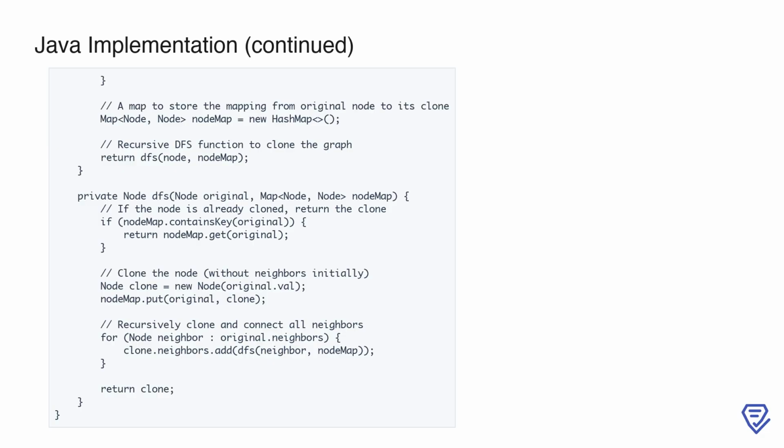The actual cloning is achieved using a recursive depth-first search method named DFS. The DFS method first checks if the current node has already been cloned by looking it up in the map. If it exists, we simply return the clone node. Otherwise, we create a new node as a clone of the original, copying its value but leaving its neighbors empty for now. The new clone is added to the map. Then, for each neighbor of the original node, we recursively call DFS, clone the neighbor, and add it to the list of neighbors for the clone node. This process ensures that the entire graph is cloned, with all nodes and edges preserved. Finally, the cloned node is returned.